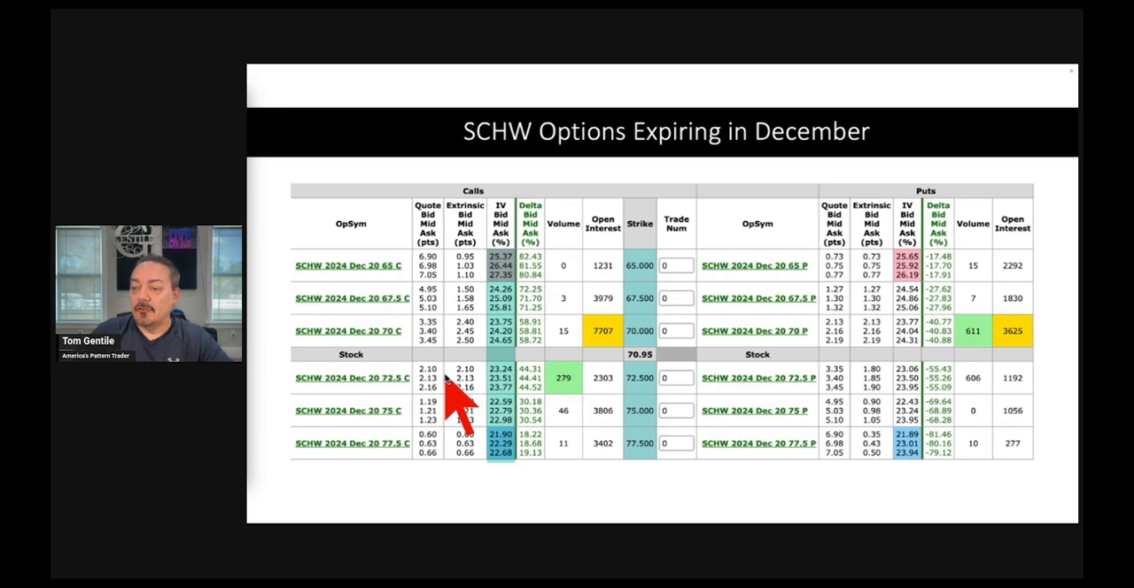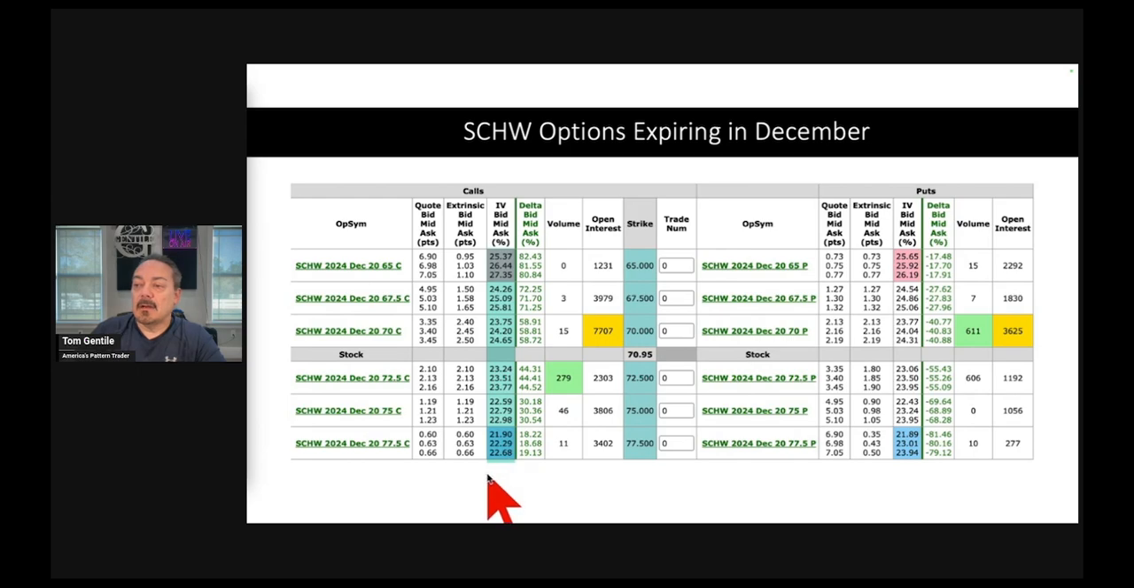So that is the Schwab options you can see here. And what I did was I highlighted these in green so you can see them. They're not green, supposedly, when I'm looking at options data. I just highlighted this so I could go to it with my eyes and show it to you.